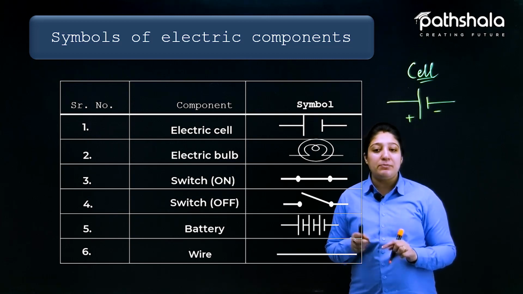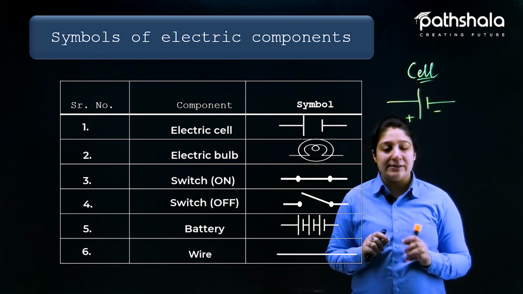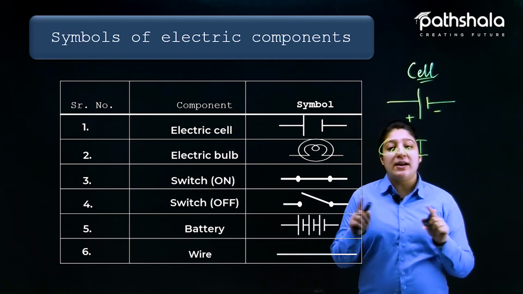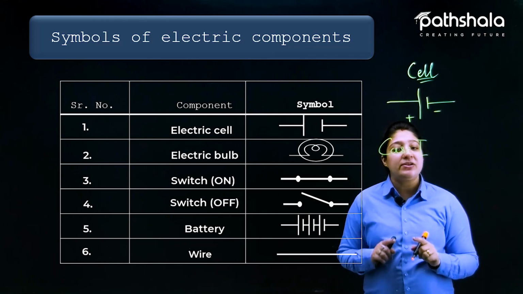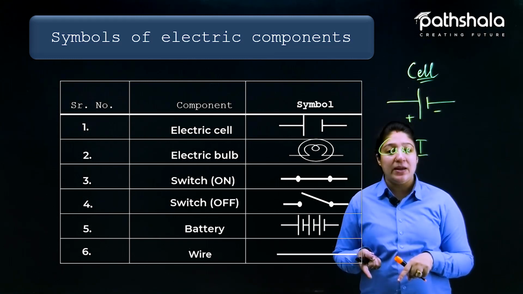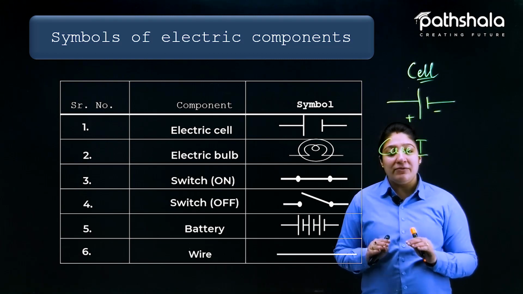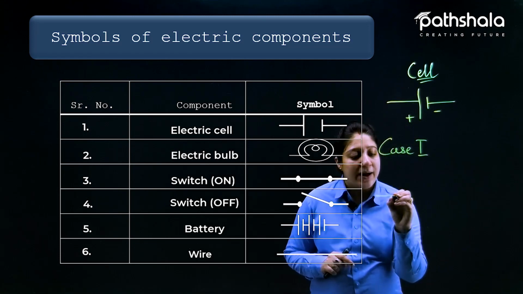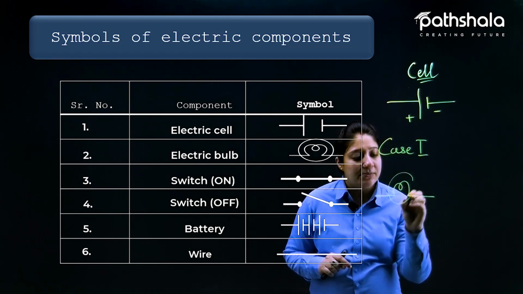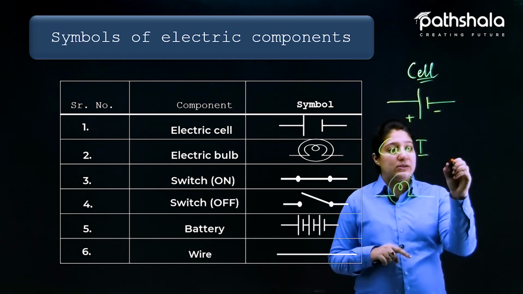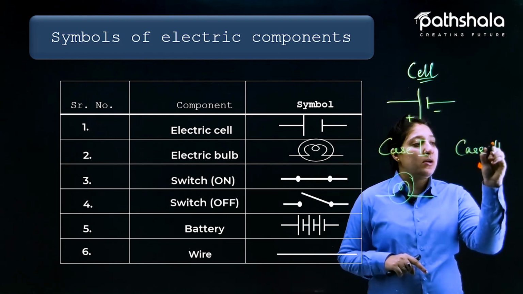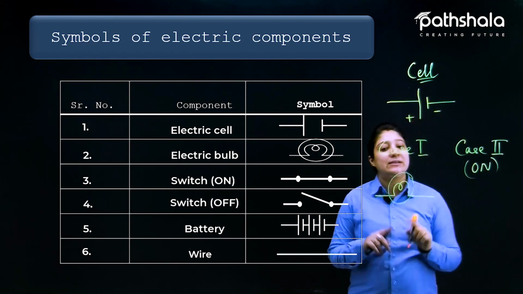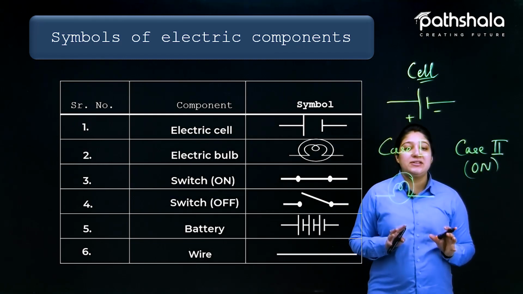After that, you have the second symbol, that is the bulb. Now in the case of the bulb, there are two cases. First of all, case 1, when the connection is not complete and the electricity is not flowing in the system. In that case, what will happen? The bulb will not be glowing. In that case, you show the symbol just by drawing a round. But in case 2, the switch is on, or we can say that the circuit is complete and the electricity is flowing.